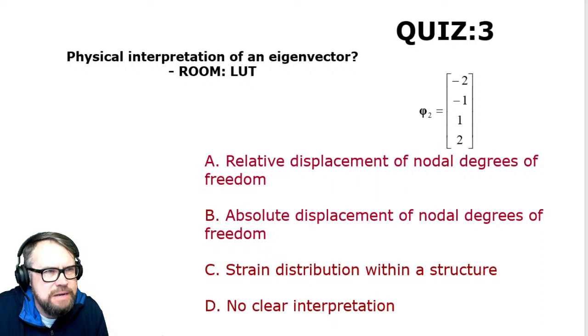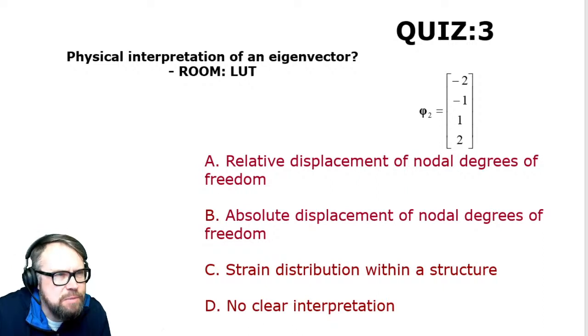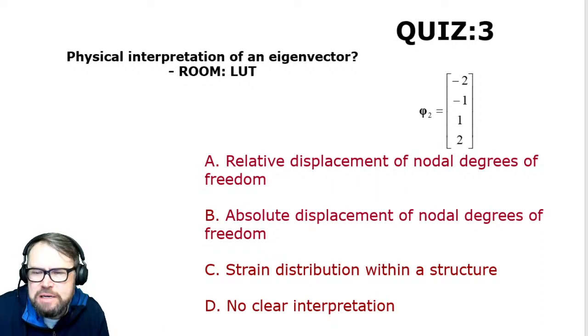Physical interpretation of eigenvector. This deformation mode, what is it telling you? Relative displacement of nodal degrees of freedom. Absolute displacement of nodal degrees of freedom. Strain distribution within the structure. No clear interpretation. This is difficult. So if we're going to get a success rate of more than 50, I'm going to be very, very happy to see that.